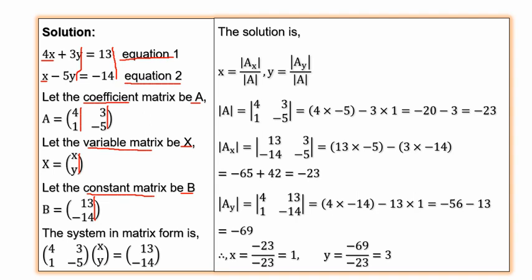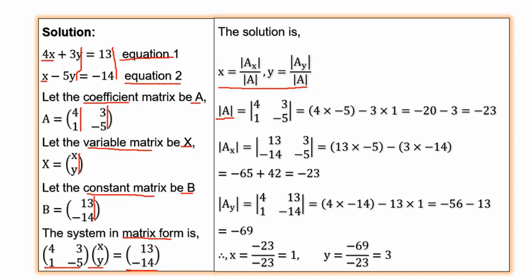So we put the system in matrix form. In matrix form, you have the coefficient matrix multiplied by the variable matrix equal to the constant matrix, and this is the solution. So the value of x is equal to the determinant of A sub x divided by the determinant of the coefficient matrix. y is equal to the determinant of A sub y divided by the determinant of the coefficient matrix. So we start by getting the determinant of the coefficient matrix.